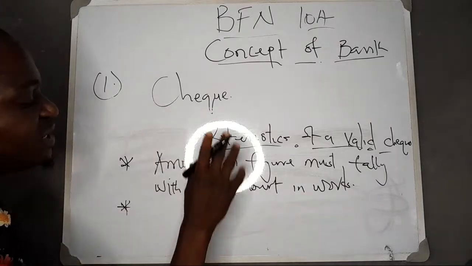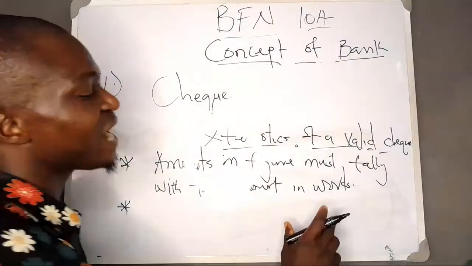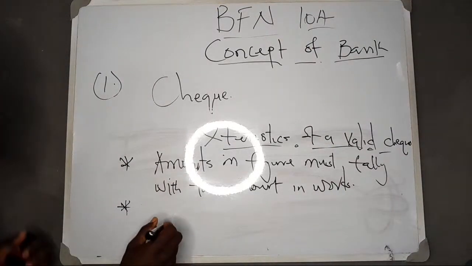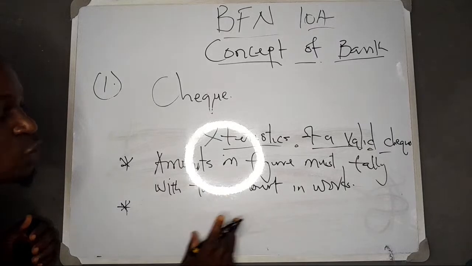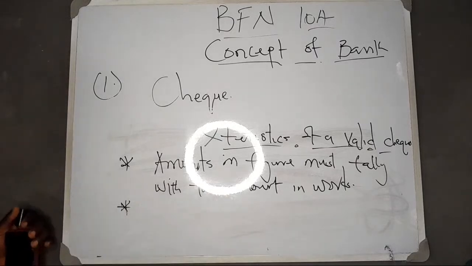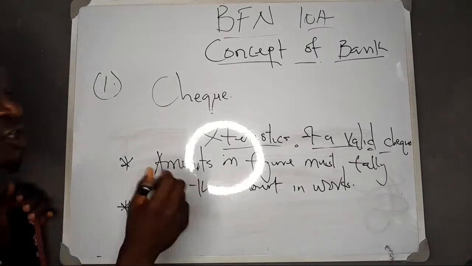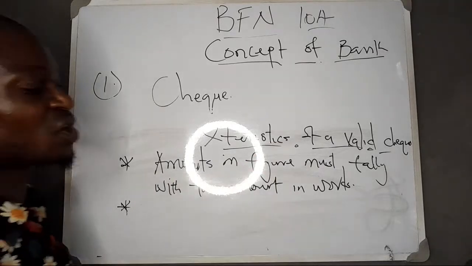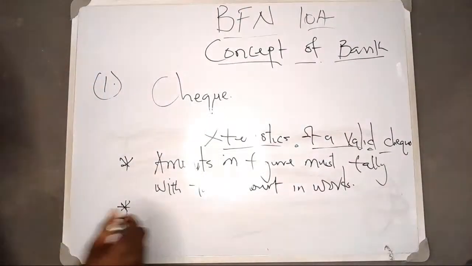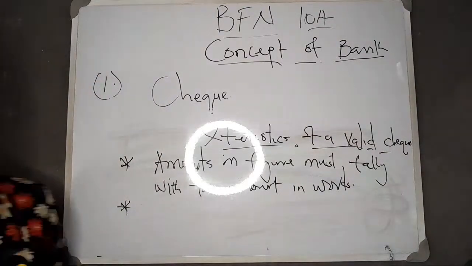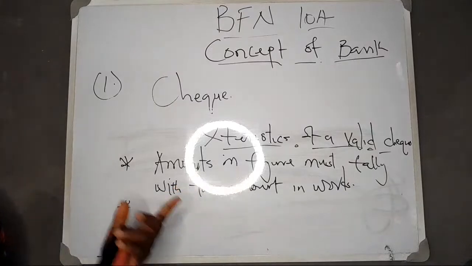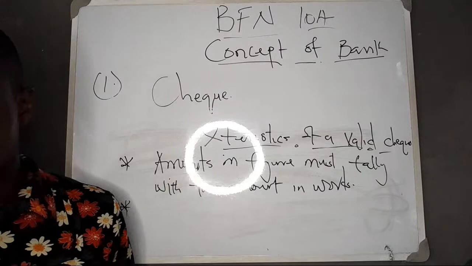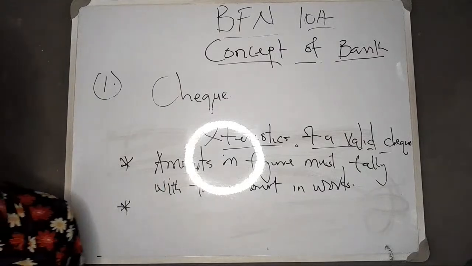The date on the check must be a current date. You cannot take a check, let me just say, you go to a bank on the 22nd of the month and the check you have with you is dated the 21st of the month. This type of check is invalid because it does not correspond with the current date. So before a check can be valid, it must have a corresponding date. That is one of the characteristics or features of a valid check.